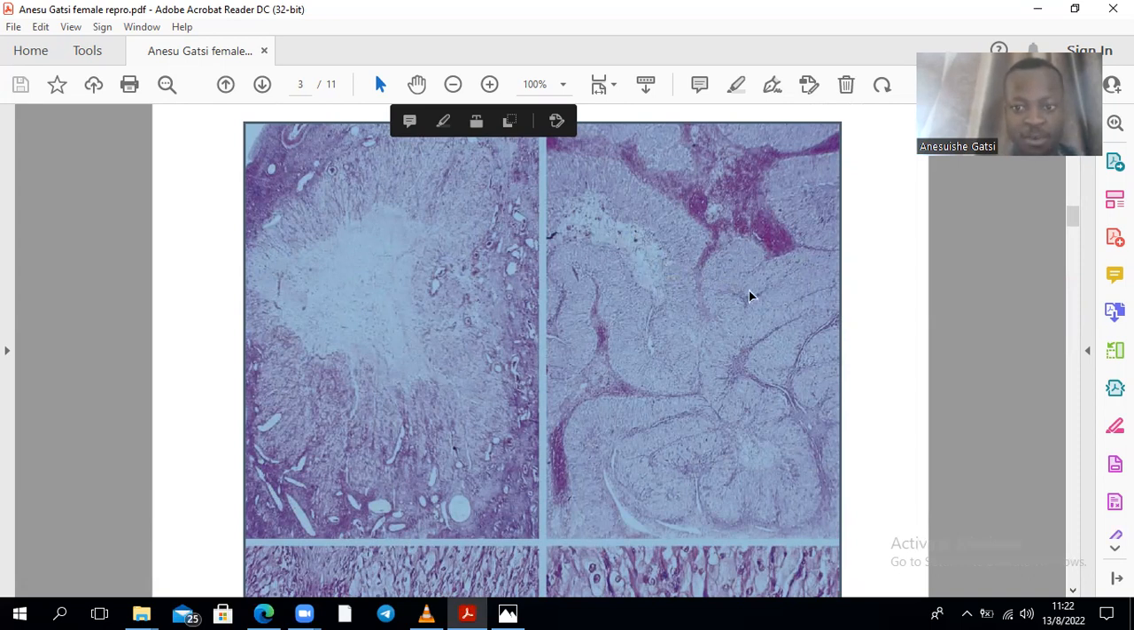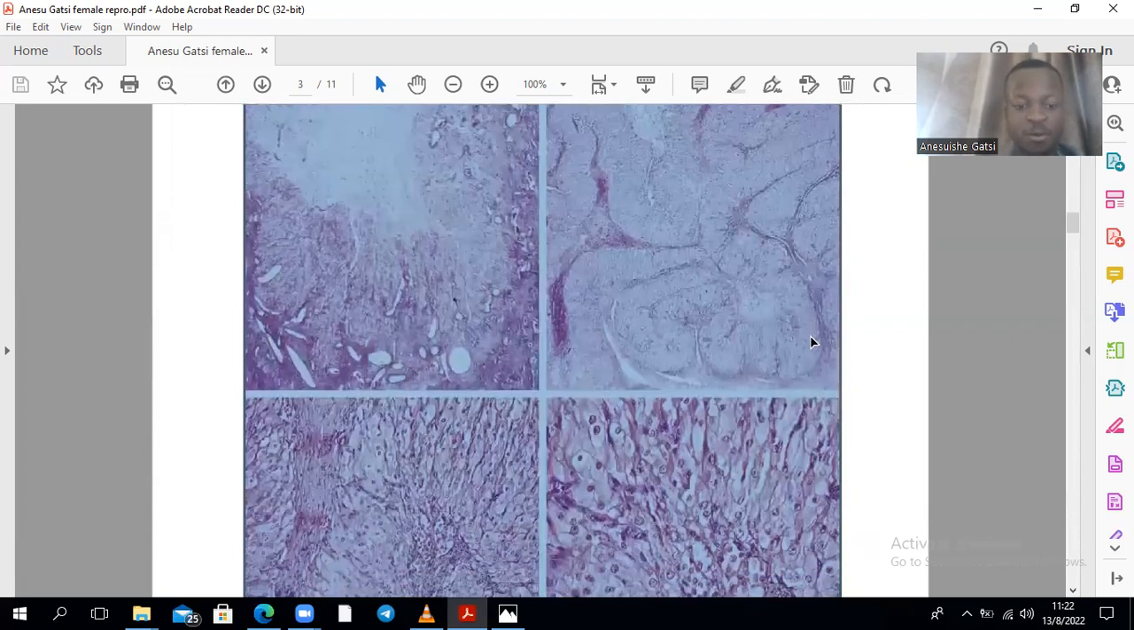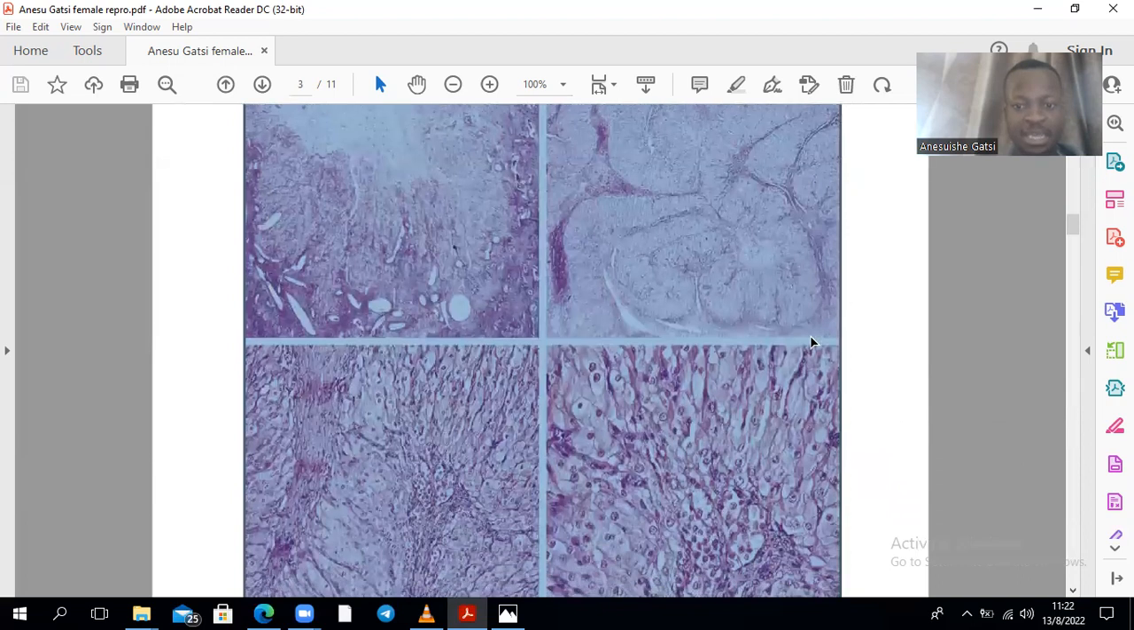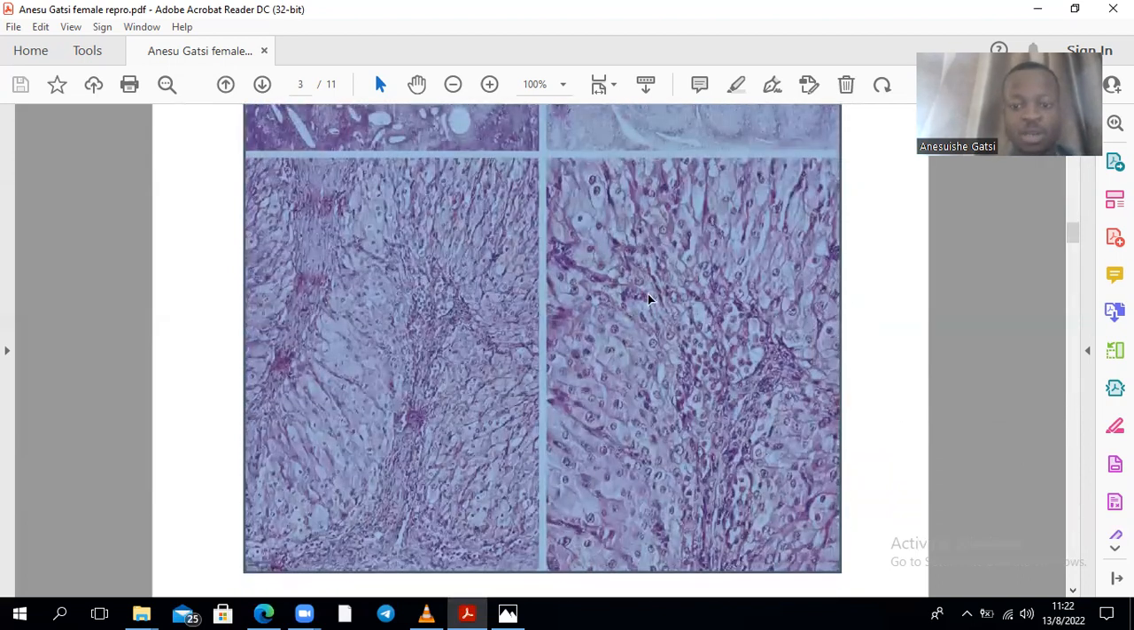Then right over here, we have the thicker lutein cells. These regions, those where you have thicker lutein cells. You'd be forgiven for getting that. Then this here is now a high magnification. You can now see some connective tissue in between right over there.